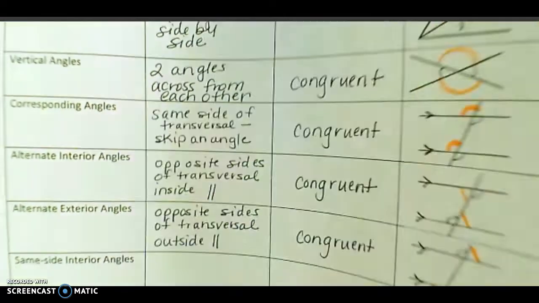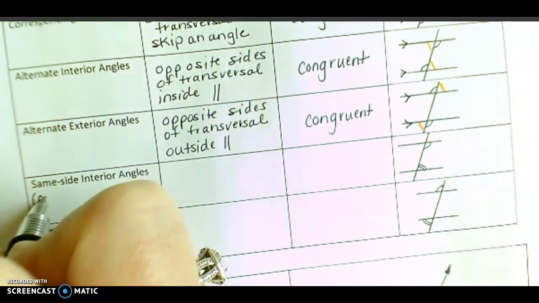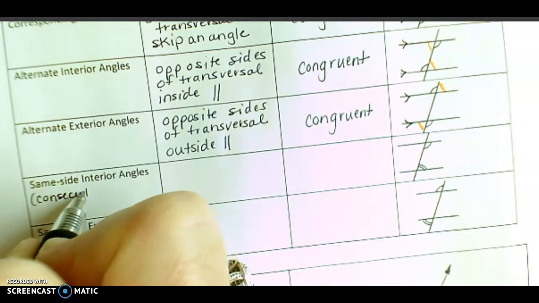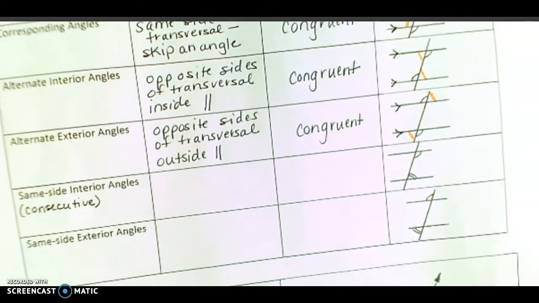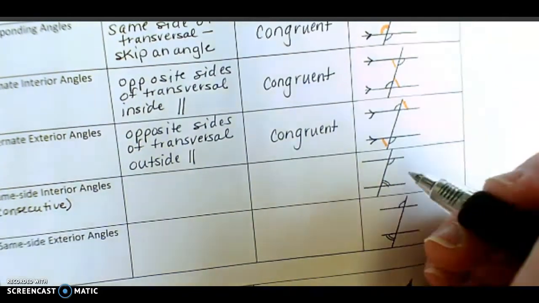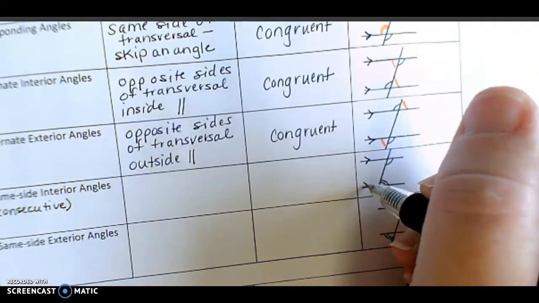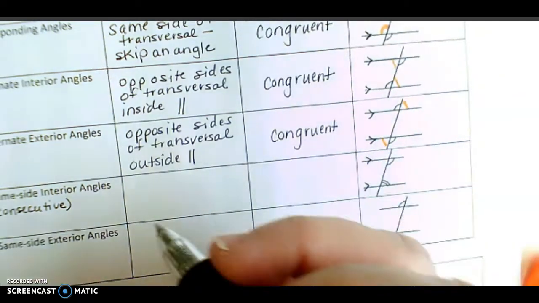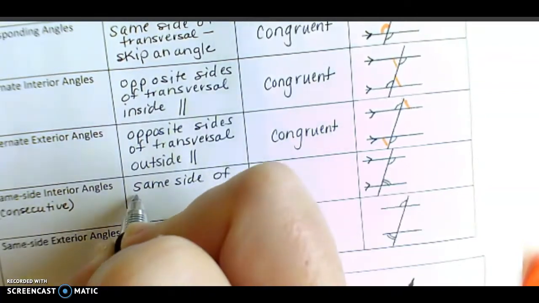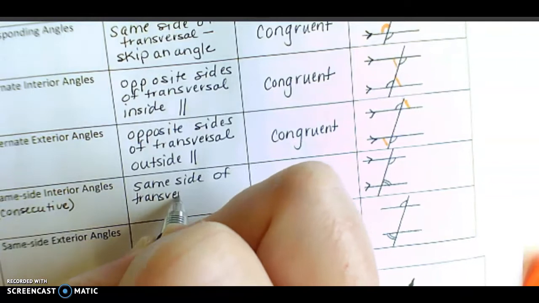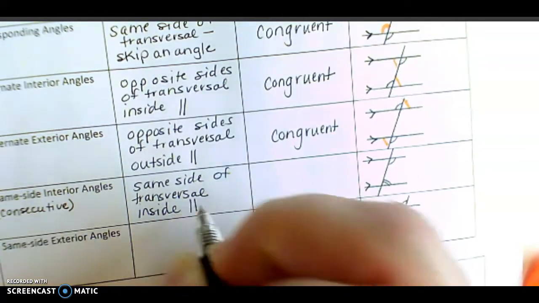Same side interior and exterior are exactly what they say they are. Sometimes you might see the word consecutive interior, which is kind of weird, but I'll always say same side. Same side, notice how they are on the same side of the transversal, and they're interior, so they're inside the parallel lines, so they're the same side of the transversal, but they're inside the parallel lines.